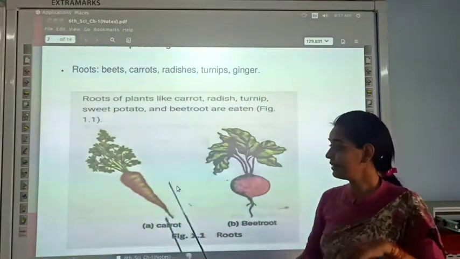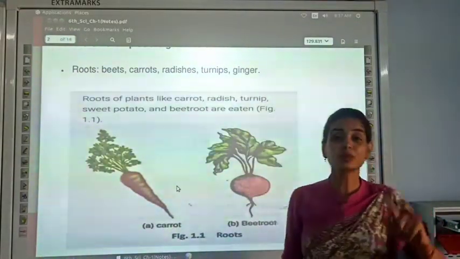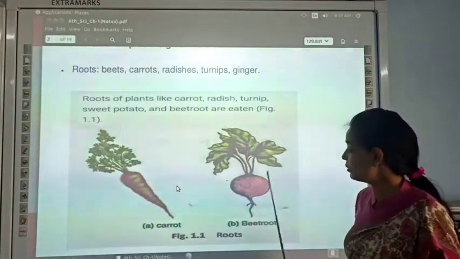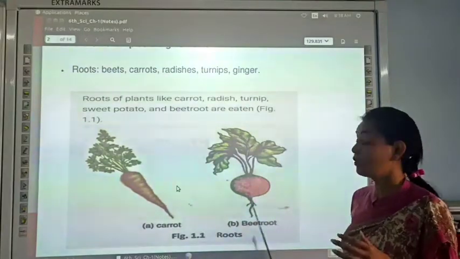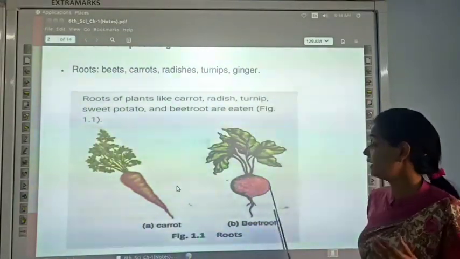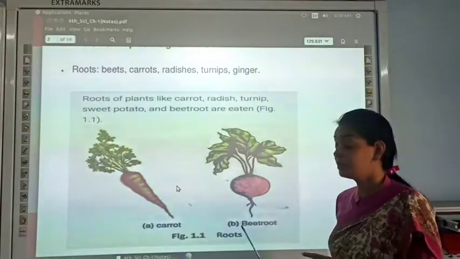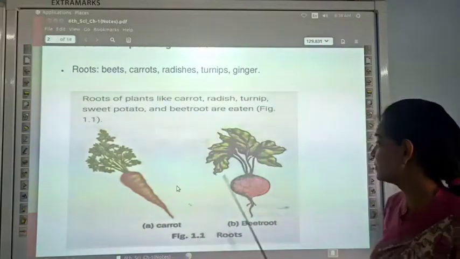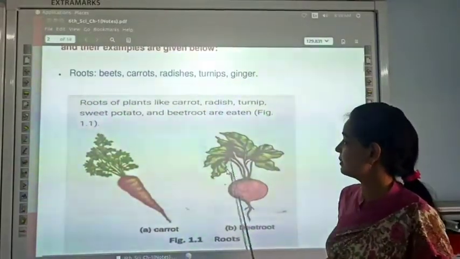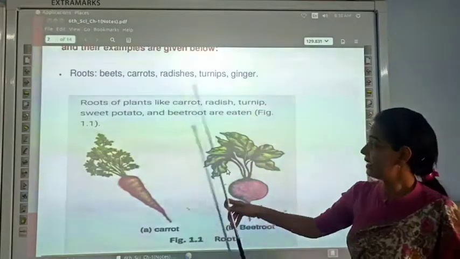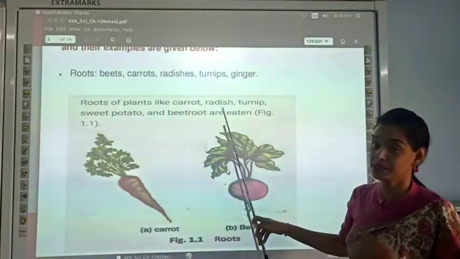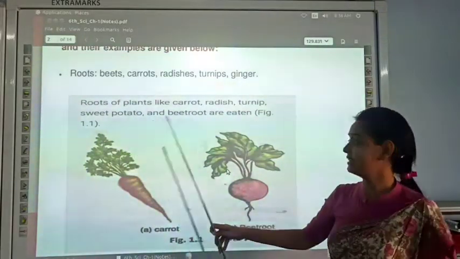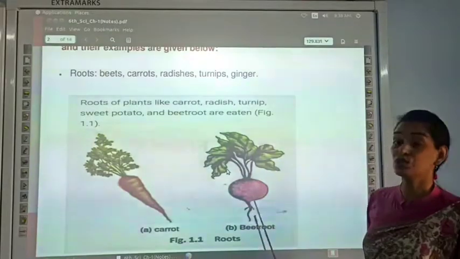But we eat the root, and sometimes you can also make a vegetable dish from its leaves. Similarly beetroot. So when you eat beetroot and carrot, it provides blood to your body. These are excellent antioxidants. So roots of plants like carrot, radish, turnip, sweet potato and beetroot are eaten.